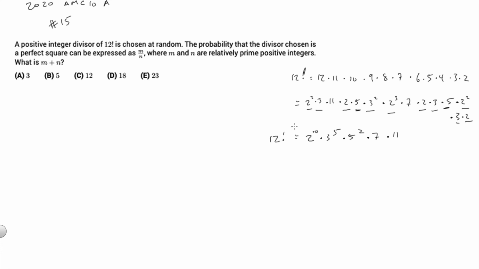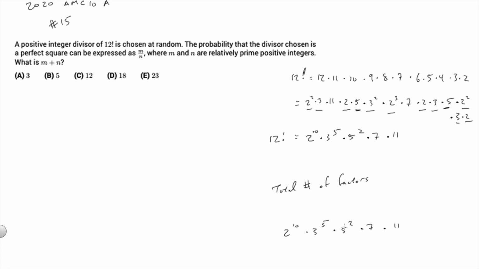So now, we want to know the probability that a divisor or a factor chosen is a perfect square. Okay, so we're going to have to locate all the perfect squares in here, and then the denominator is going to be the total number of factors. So let's go ahead and find the total number of factors first, because that is a little bit easier. It's pretty simple. Total number of factors. And so we have 2 to the 10th times 3 to the 5th times 5 squared times 7 times 11.